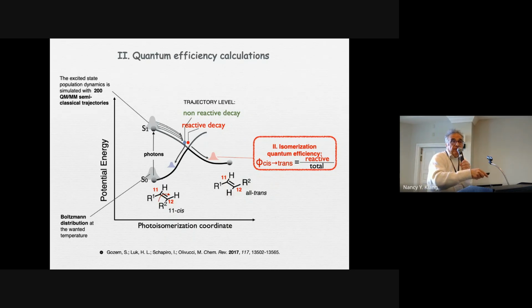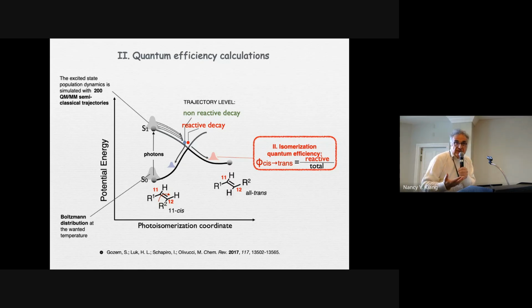And of course, the quantum efficiency of the photoisomerization itself can be computed by the fraction of trajectories that reach the product with respect to the total number of trajectories. Consider that the total number of trajectories represents the total number of photons that have actually been absorbed by the molecule, okay? So of course, that is a statistical quantity. We are doing a statistical prediction here.